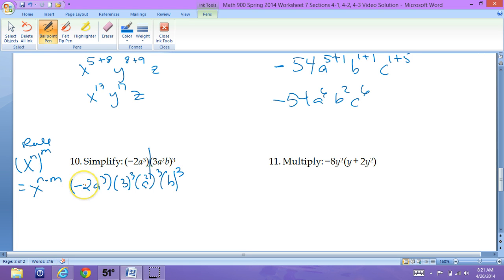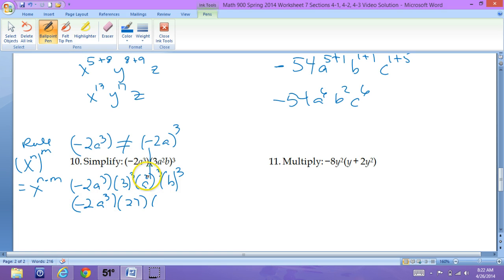Now, some students then get confused. Well, there's a cube here, so I guess I'm supposed to take negative 2 to the cube. But the cube is attached to the a, so negative 2a cubed does not equal negative 2 cubed a cubed. Okay? They don't equal each other. This cube is being attached to this a. Okay? So now we're going to start evaluating these exponents.